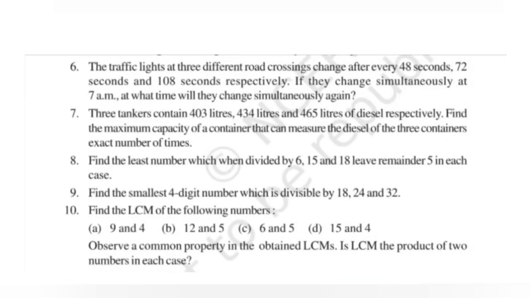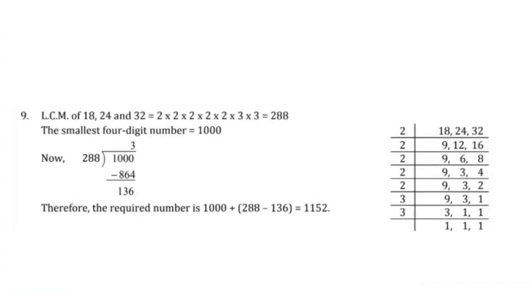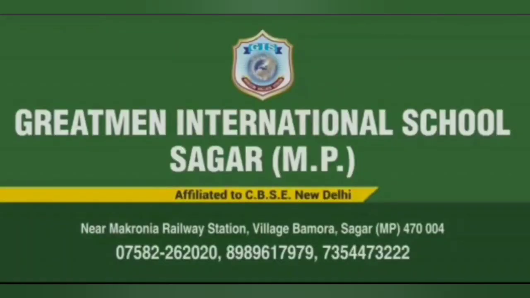Find the smallest 4-digit number which is divisible by 18, 24 and 32. So first we will find the LCM. So LCM is 288. Now the smallest 4-digit number is what? 1000. Now this 1000 we will divide it by 288. 3 times we can divide. So the remainder is coming 136. Okay. So the required number is what? 1000 plus 288 minus remainder means 136. So answer is 1152. So scholars, your chapter number 3 completed.